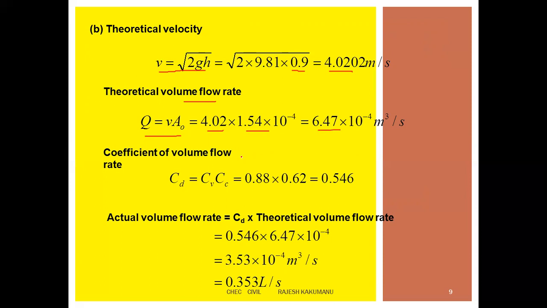Therefore, the coefficient of volume flow rate CD is equal to CV into CC, that is 0.88 into 0.62, that is equal to 0.546. Actual volume flow rate is equal to CD into theoretical volume flow rate. So substitute the values. So keep on solving, we are getting this one.